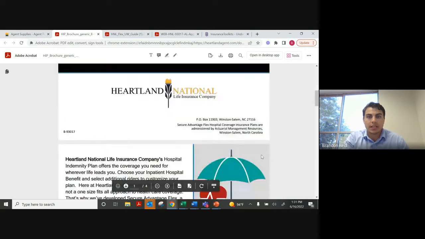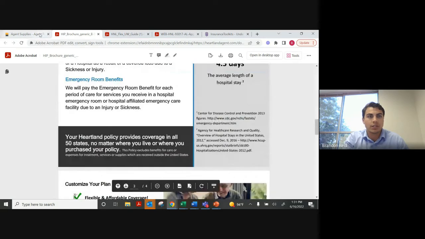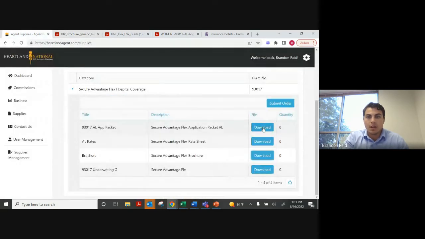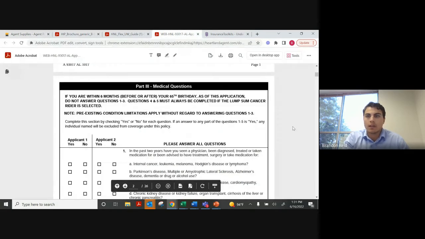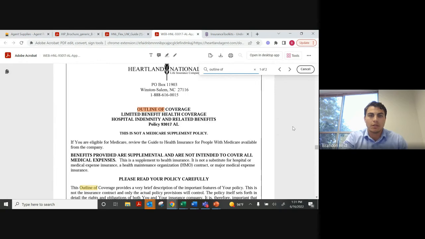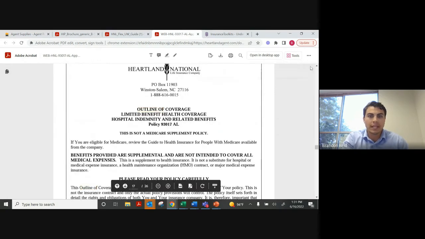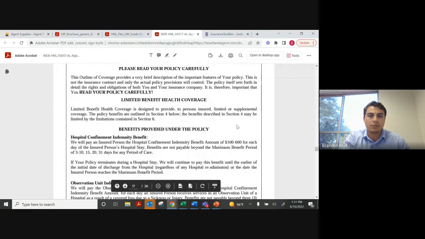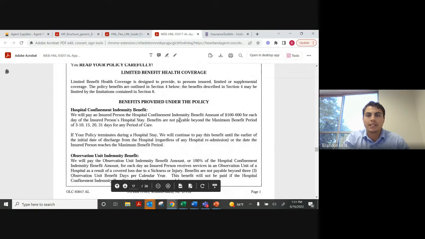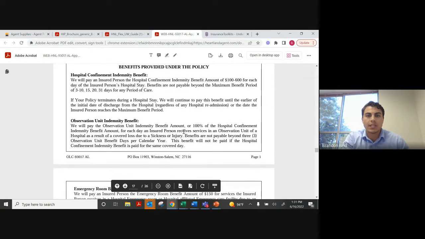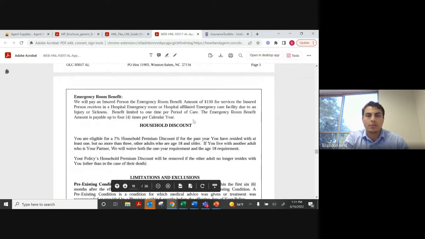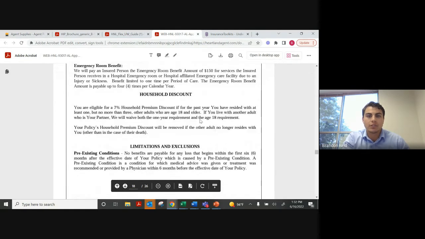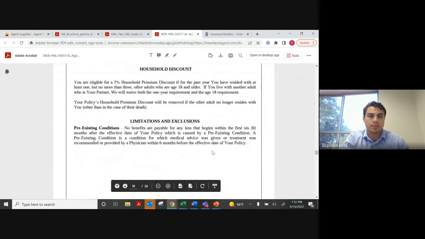So everything's available to download, but you can also place orders for us to get you a copy of that in the mail. On page 17 of your application packet, you'll notice an outline of coverage. Page 17 here. Okay, that outline of coverage is what you're responsible to leave with your policyholders, right? And explains everything to them, everything we just went over. All of our benefits on the base plan, observation, the emergency room benefit that pays 4 times a year, even the household discount, and some limitations and exclusions.